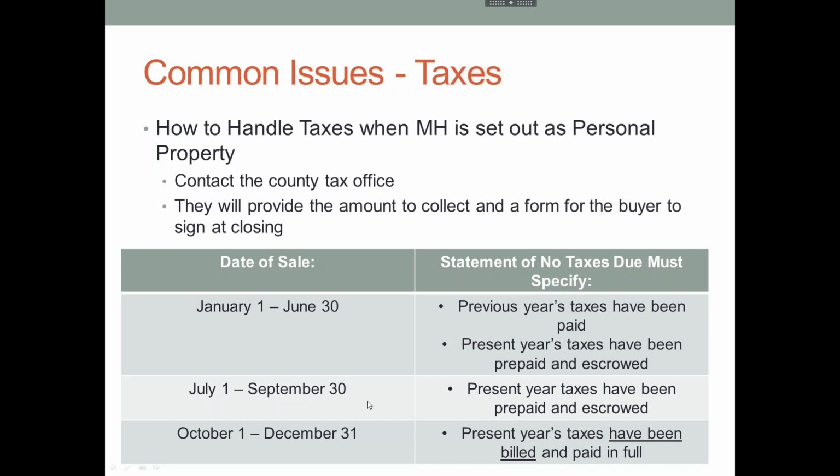So again, July 1 through September 30th, TDHCA is not as concerned with the prior year's taxes, but they still want to make sure present year's taxes are prepaid and escrowed. And then October 1 through December 31st, you need to make sure that your present year's taxes have been billed and paid in full. So you need to make sure that you're collecting for property taxes, even if it's October 1st and Guadalupe County hasn't released their tax figures yet. You still need to be holding back and making sure you're collecting taxes for 2019 if it's closing this year, for instance.